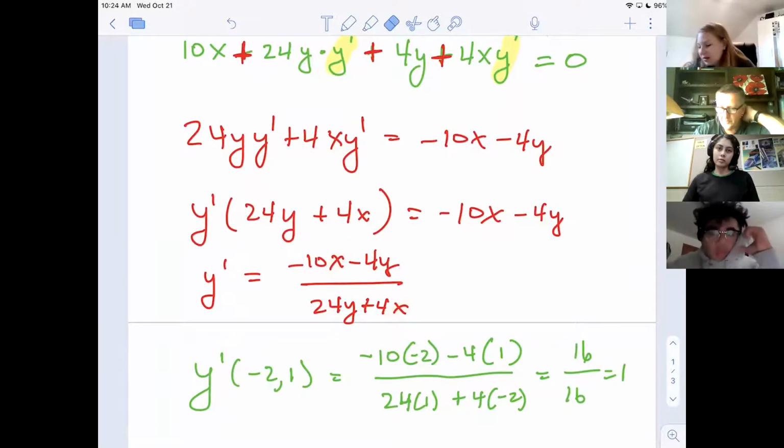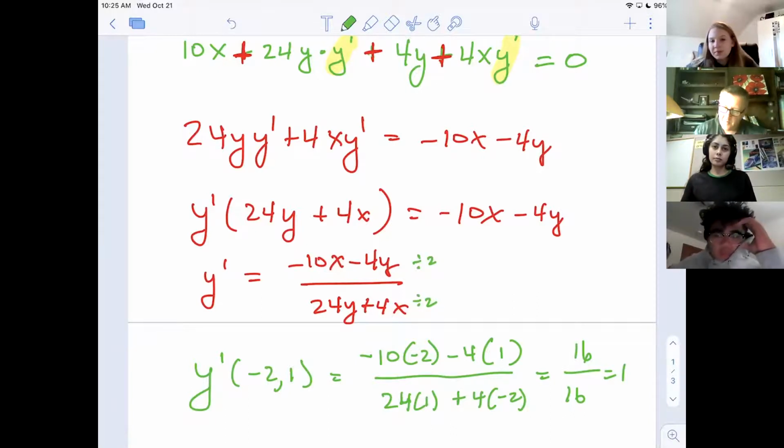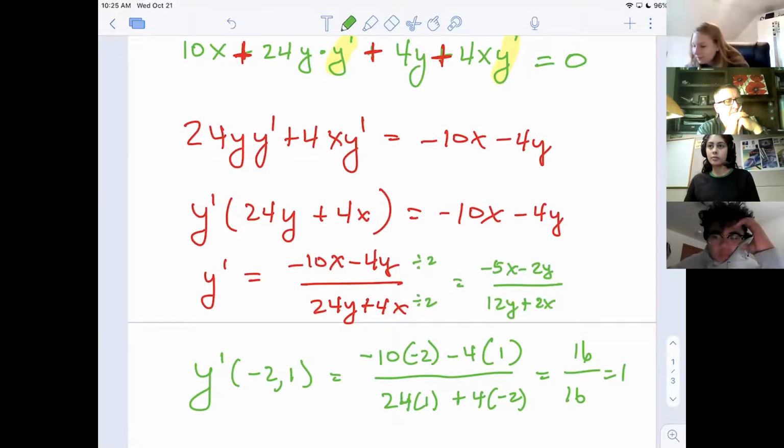So for instance, could you divide the top by 2 and the bottom by 2? Notice there's enough numbers there that they all divide by 2. Could you even do 4? Well, you can't do 4 because 10 doesn't divide by 4. But could you divide the top and the bottom by 2 and get negative 5x minus 2y over 12y plus 2x? Absolutely. Yep. In this case, that didn't save me much time plugging the numbers in. It's not that much easier, but anytime you can, it's always good to do.